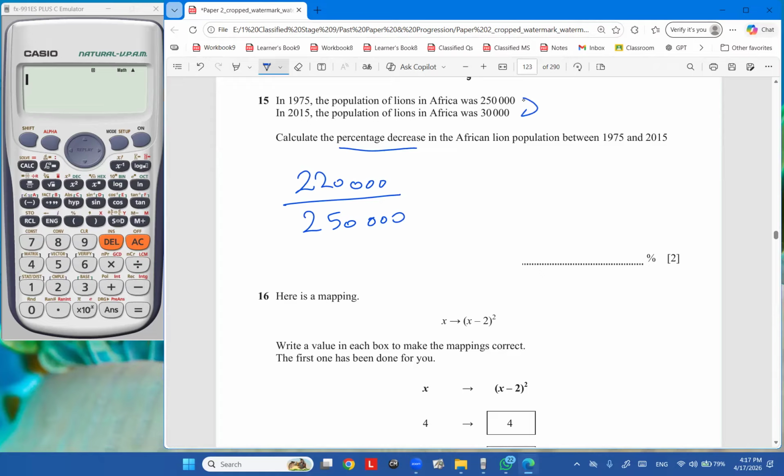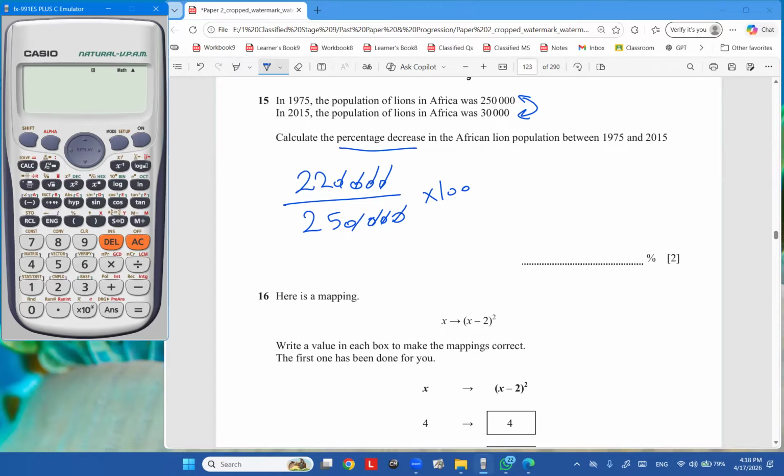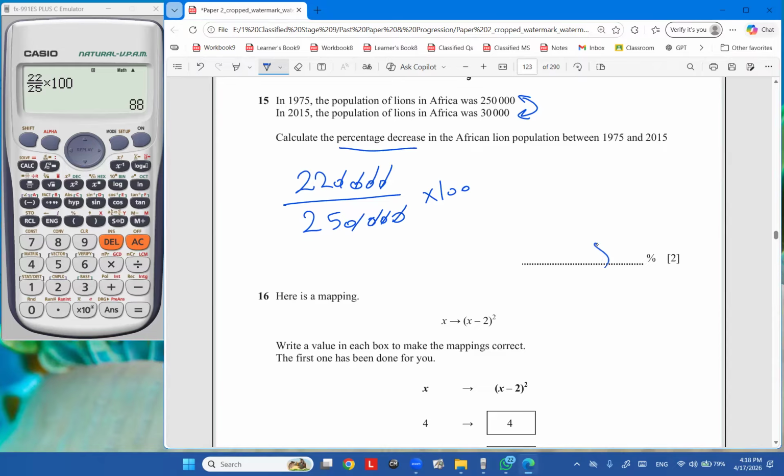So it is the change that happened, this minus this, but it must be positive. So 250,000 minus 30,000 is going to give you 220,000 over the old, which is 250,000. Then you multiply by 100. Cancelling the zeros, it is actually 22 over 25, then you multiply by 100 to get the percentage, which is 88%.